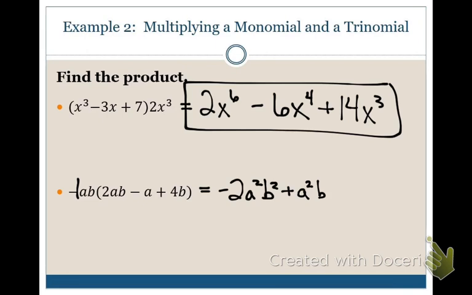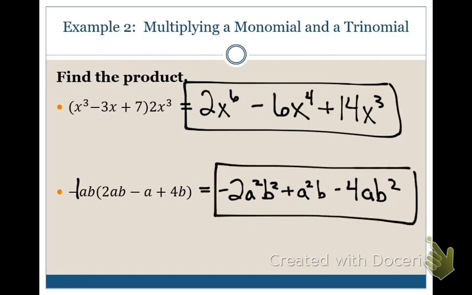Okay, now on the third term, negative ab times 4b is going to be negative 4ab squared. Okay, who got that one right? Completely right, all right? So for a lot of you, it's just one sign here or there. We just have to be really careful of that. Now, in example 3, I am now switching gears over to dividing.